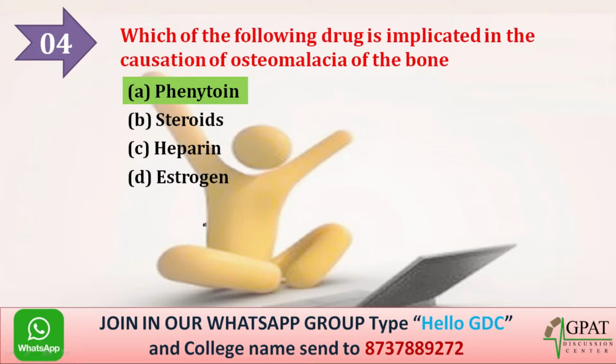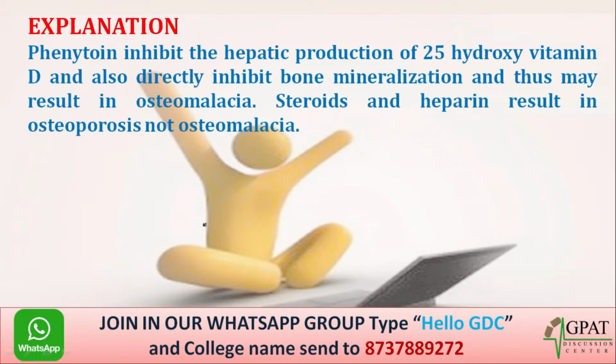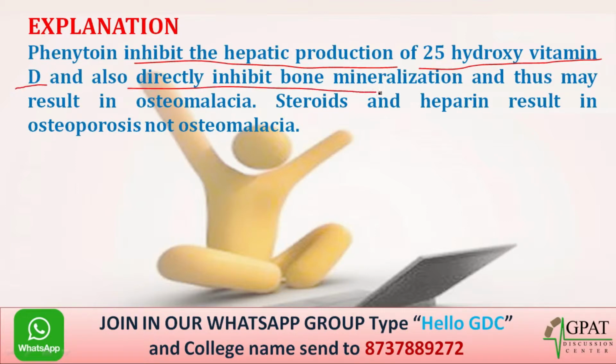So let's discuss how phenytoin leads to osteomalacia. This is the main reason: phenytoin inhibits the hepatic production of 25-hydroxy vitamin D and also directly inhibits bone mineralization, and thus leads to osteomalacia. You should just note down that it inhibits the hepatic production of 25-hydroxy vitamin D and directly inhibits bone mineralization, so it leads to osteomalacia. And steroids and heparin result in osteoporosis, not osteomalacia.